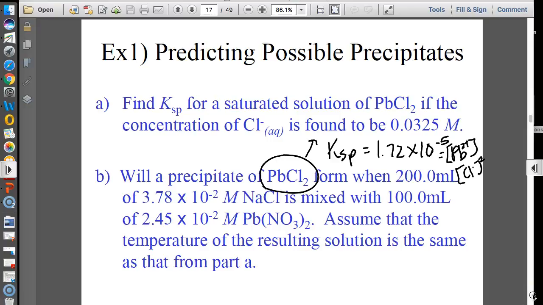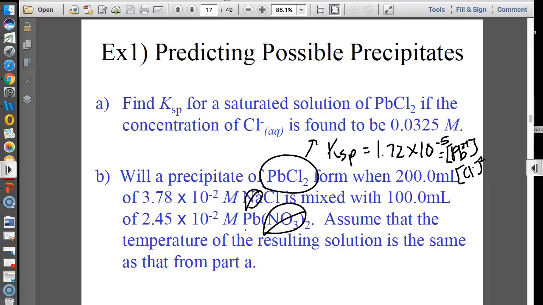So anyway, I have sodium chloride. Is that sodium going to do anything? It's a spectator. Nope. So I'm not really worried about that. And then I have lead II nitrate. I'm not worried about the nitrate. But I can figure out the molarity of lead, and I can figure out the molarity of chloride. Then I can put them in here, and then I can compare Q versus K.